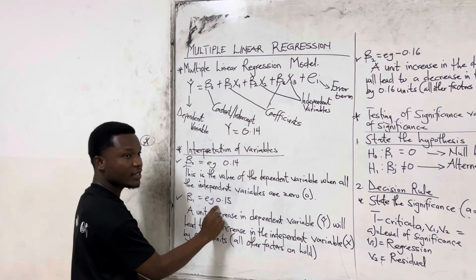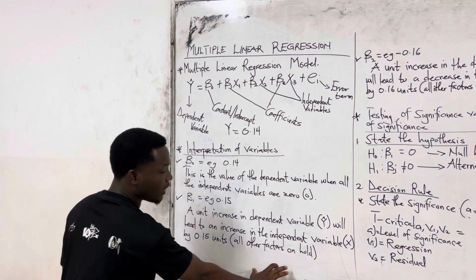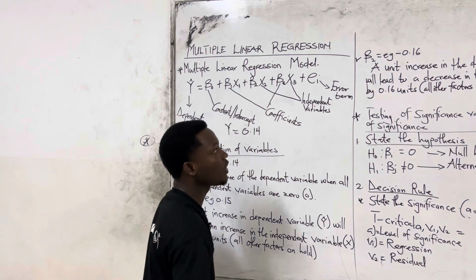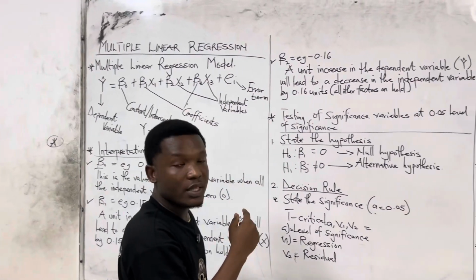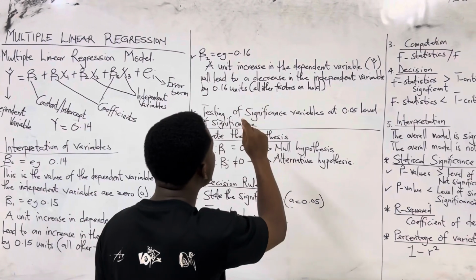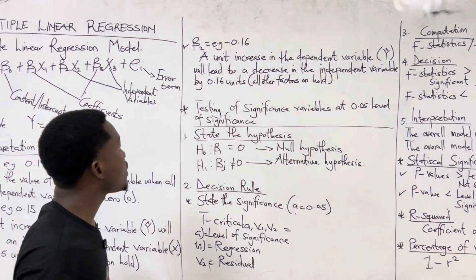Increased by what? The 0.15, all other factors on hold. And then we have the next one, which is the beta 2. So the beta 2 example, we have negative 0.16.